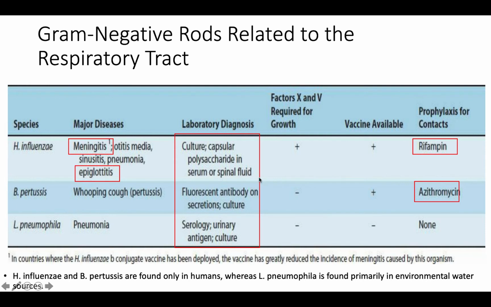So we will see that the lab diagnosis for these is quite different. For H. influenzae, we do a regular culture. We look for the capsular polysaccharide in the serum or the spinal fluid if we are looking for meningitis. For Bordetella, we do fluorescent antibody on secretions and culture, whereas for Legionella, we do serology, culture, maybe urinary antigen as well.